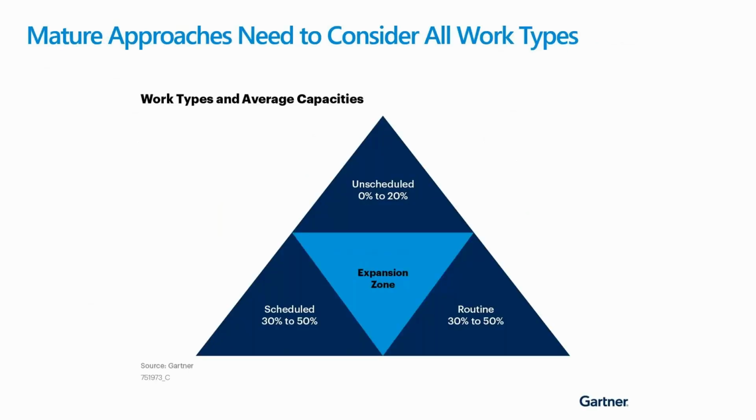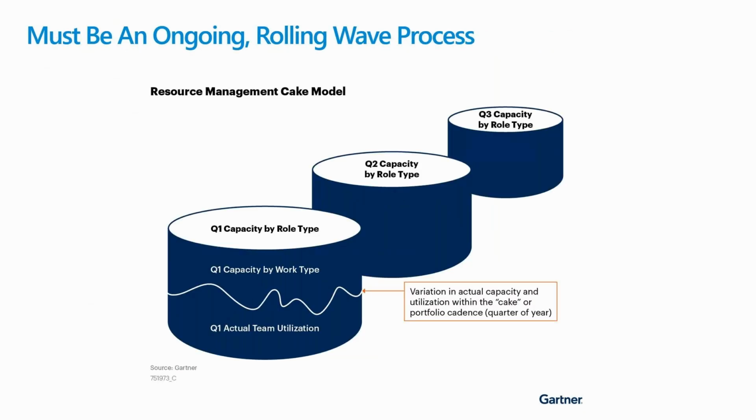Now, mature approaches, as I mentioned, need to consider all work types. The Gartner Group put a chart out a bit ago which says you really have to factor in your scheduled work, your routine or operational work that goes on to keep the doors open. And then you have to factor in that unscheduled things are going to happen, and you have to allow some bandwidth for those types of things. The key there is, how do we factor all that in to have realistic resource plans as we do our capacity planning? And it's not a one-time thing. You don't build a resource plan, put it up on the wall and say, there's my resource plan.